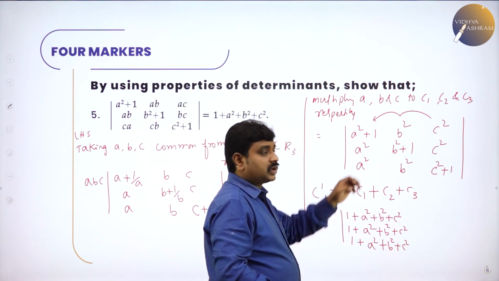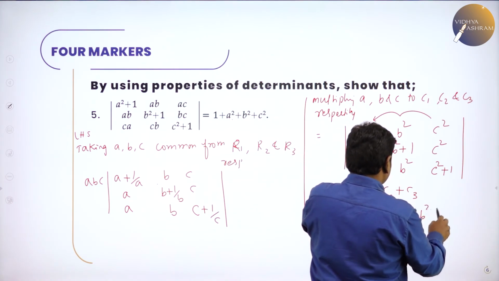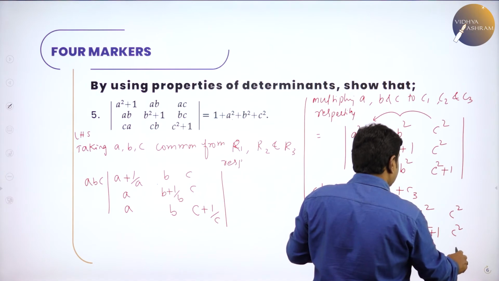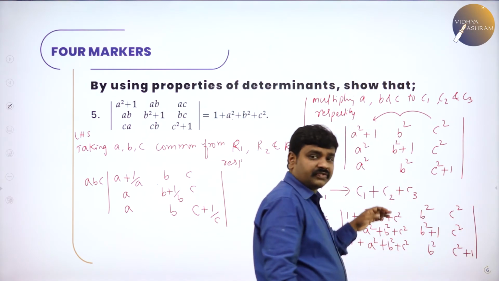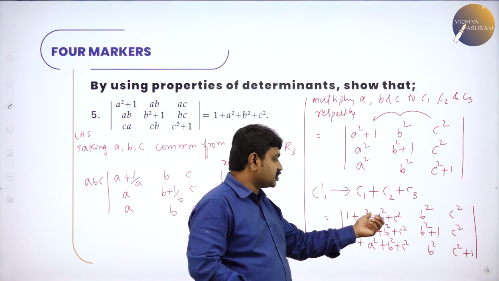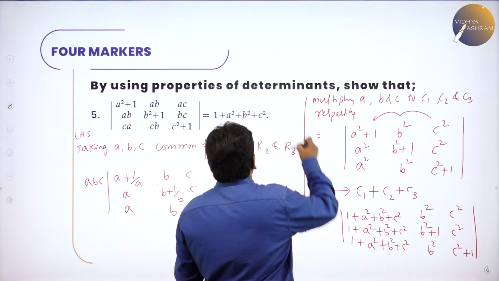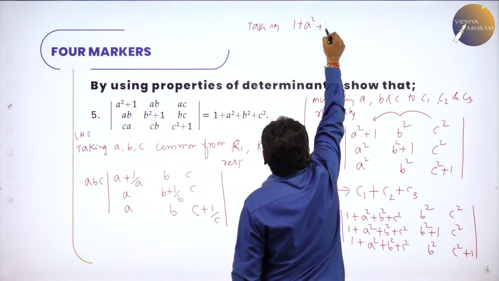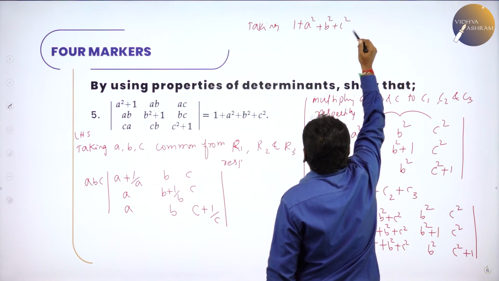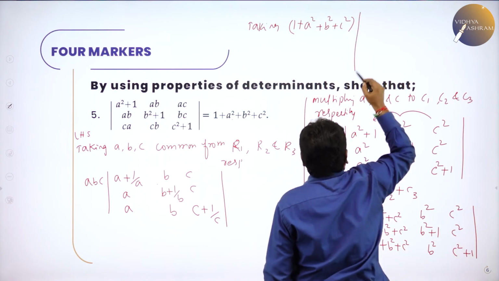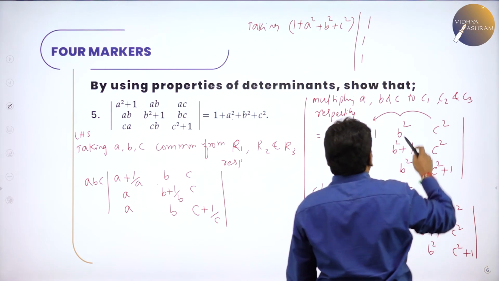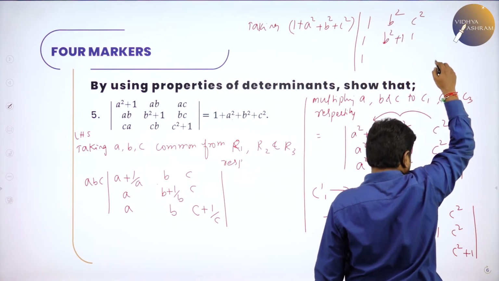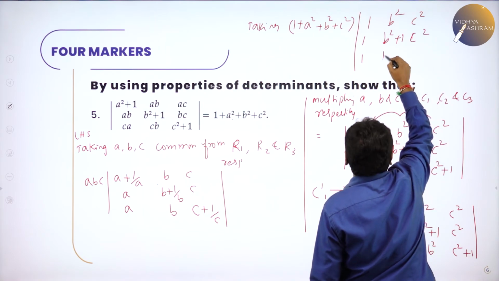Then further write the second column, that is b square, plus 1, b square. Then the last column, c square, c square plus 1. Now what is common in the first column? In the first column you can see 1 plus a square plus b square plus c square is common. Taking 1 plus a square plus b square plus c square common from the first column, it becomes 1, 1, 1. Then the remaining elements: b square, c square, then b square plus 1 and c square, then b square, c square plus 1.